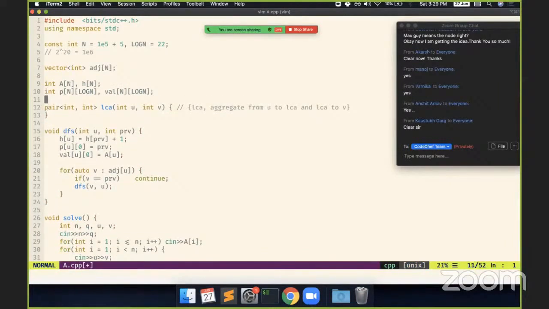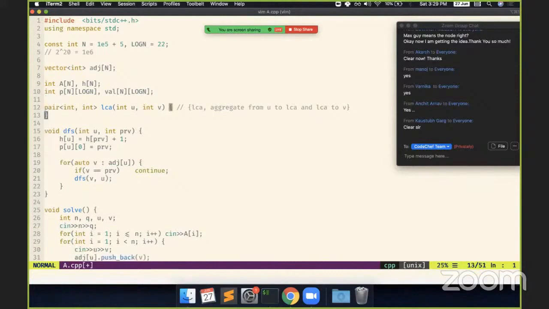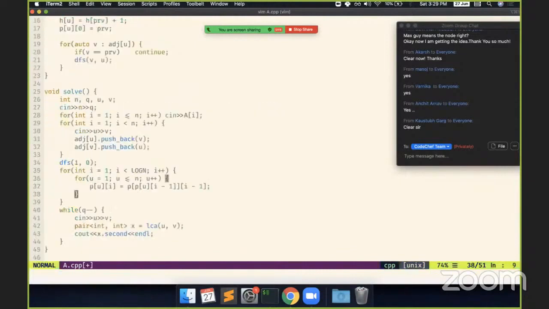Okay, actually, let's try to find just the LCA right now. Don't care about the value. Just try to find the LCA. So right now, we'll try to do the simpler thing, that is, find the LCA.